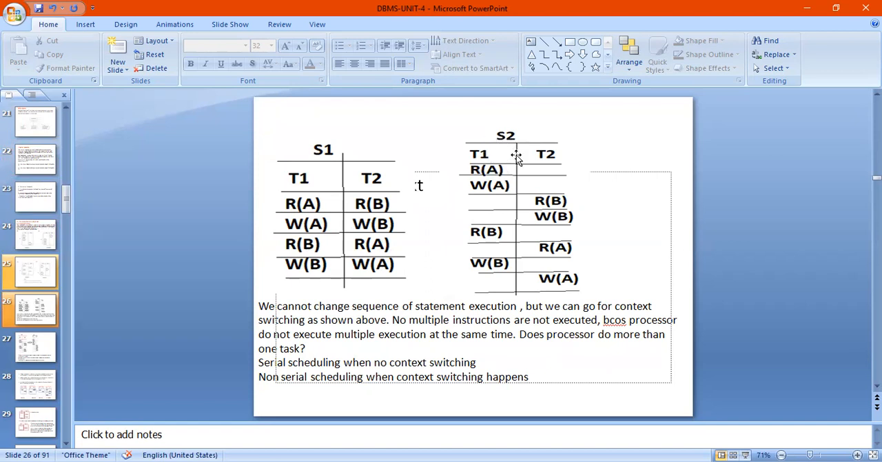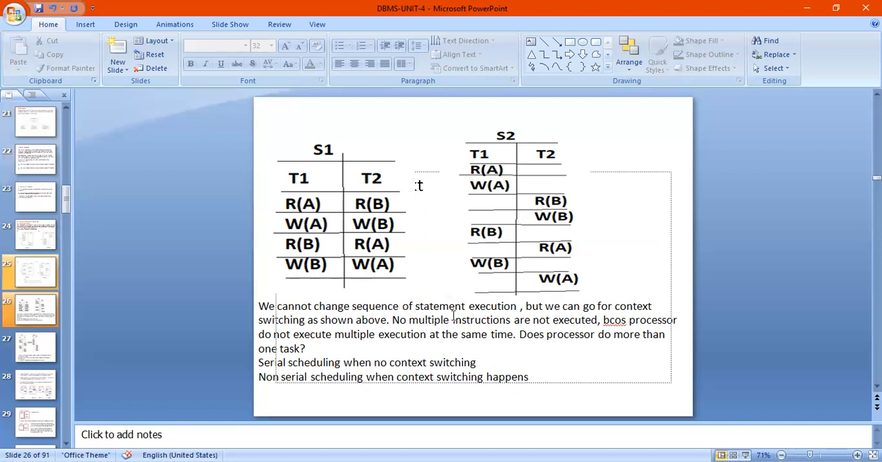In schedule 2, transaction T1 and transaction T2 have reads and writes. Here again there's a gap. Read B, again a gap. What is this gap? This is called a time slash. So write B. In this time slash, transaction T2 comes in after the initial T1 transaction. After that, read B, write B, time slash, read A, time slash, write A.